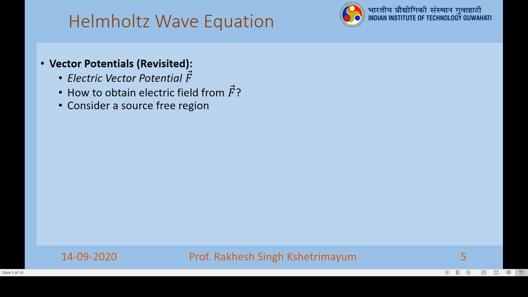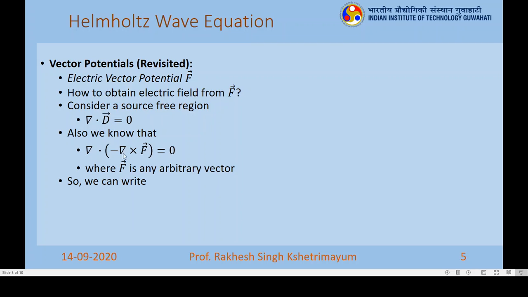Consider a source-free region. There are no charges in the source-free region. Then from the Gauss law for electric field, divergence of D should be equal to 0 because this is a source-free region. There are no charges. And we also know that from vector analysis, divergence of curl of a vector is always equal to 0. So now when we compare these two equations, I can equate D is equal to minus curl of F.